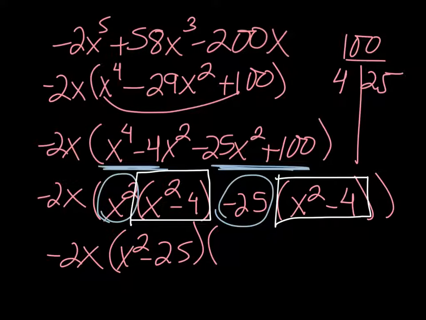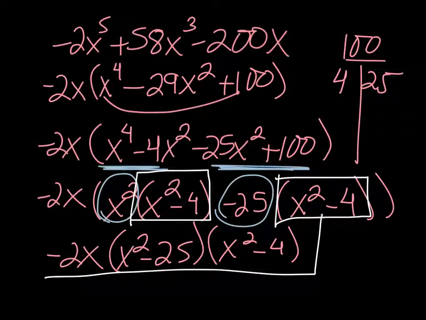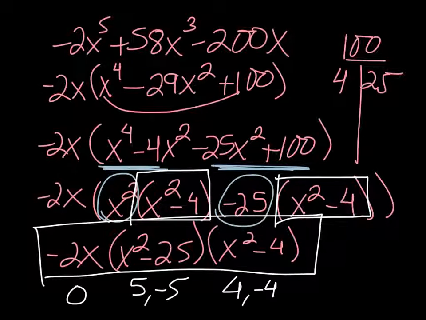We have x squared times x squared minus 4, and we have negative 25 times x squared minus 4. That's why we're able to write x squared minus 25 times x squared minus 4. Now we're totally factored. So just like we found on Wednesday, there's going to be 5 x-intercepts to this polynomial, and it's going to go through each one of them. And it's negative, and it's odd.